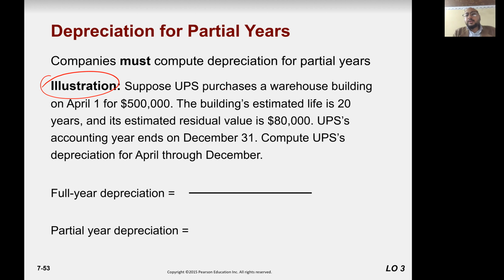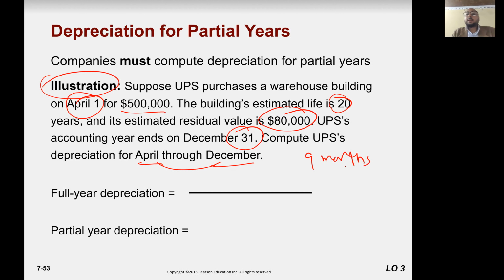Suppose UPS purchases a warehouse building on 1st of April for 500,000. The building's estimated life is 20 years and residual value 80,000. UPS's accounting year ends on 31st of December, and they purchased on April 1st. Compute UPS depreciation from April to December. That means April to December, which is 9 months.